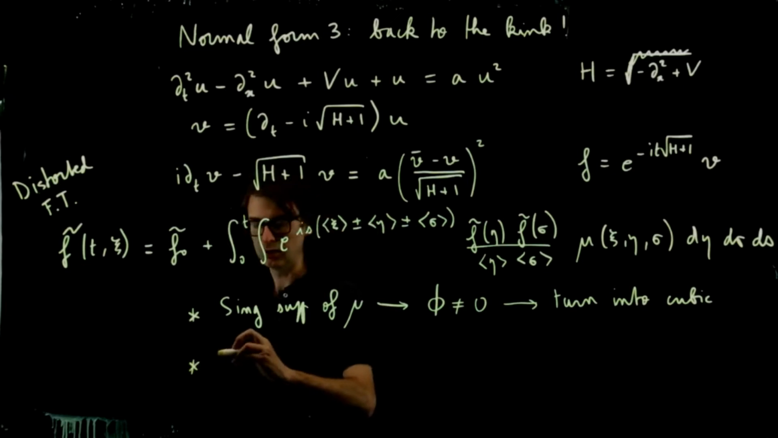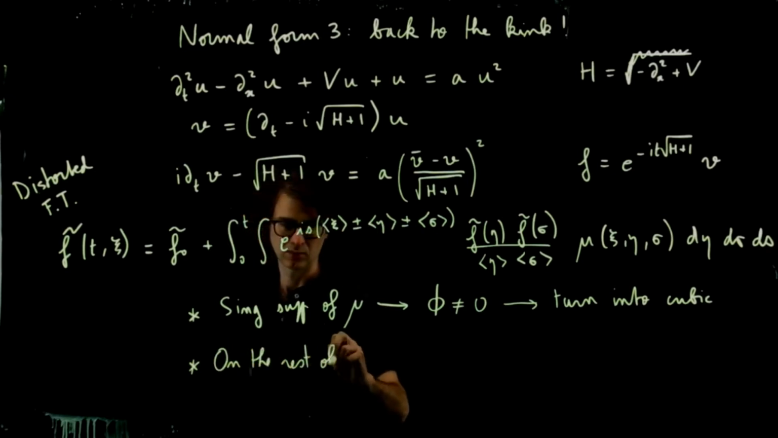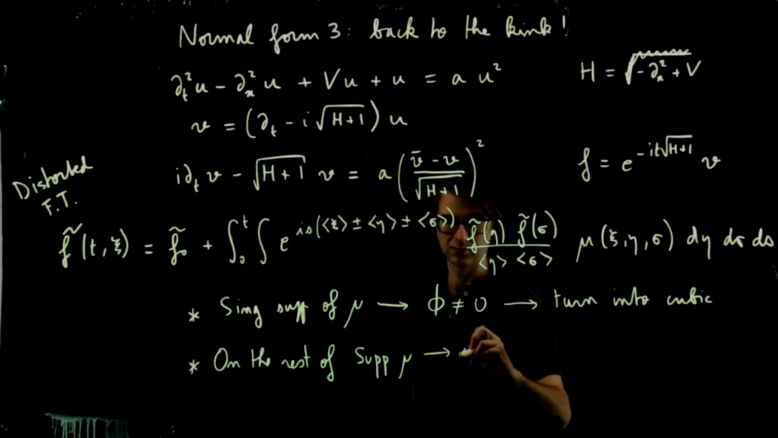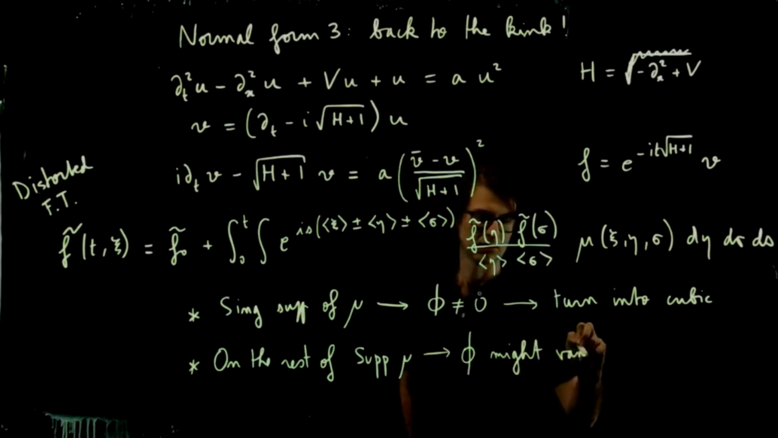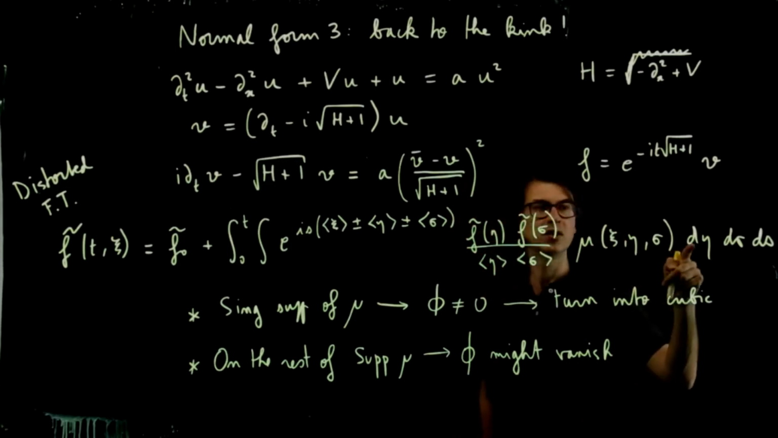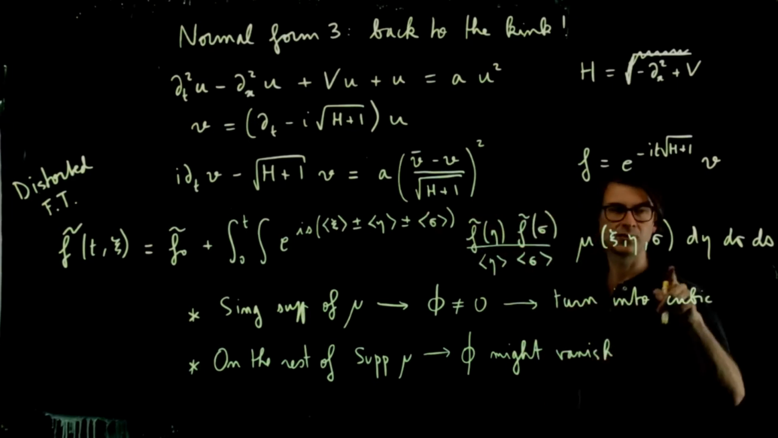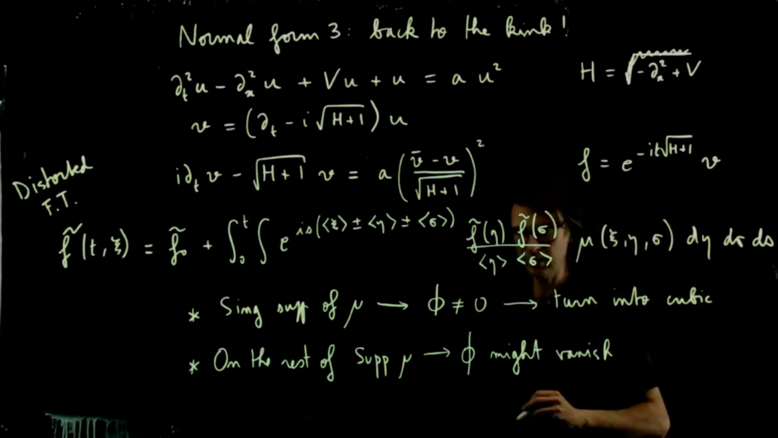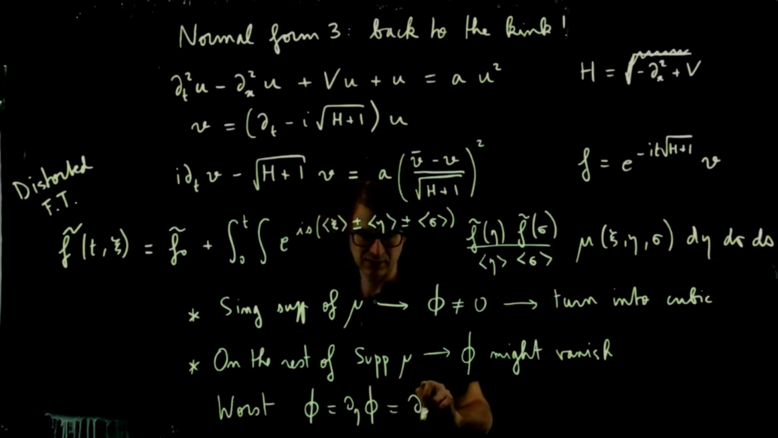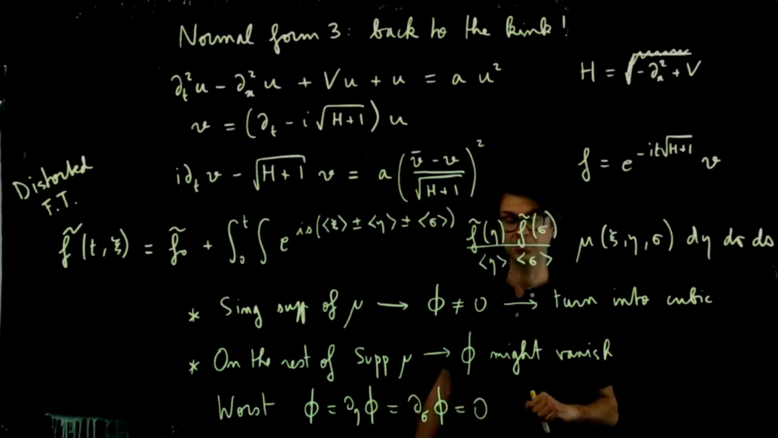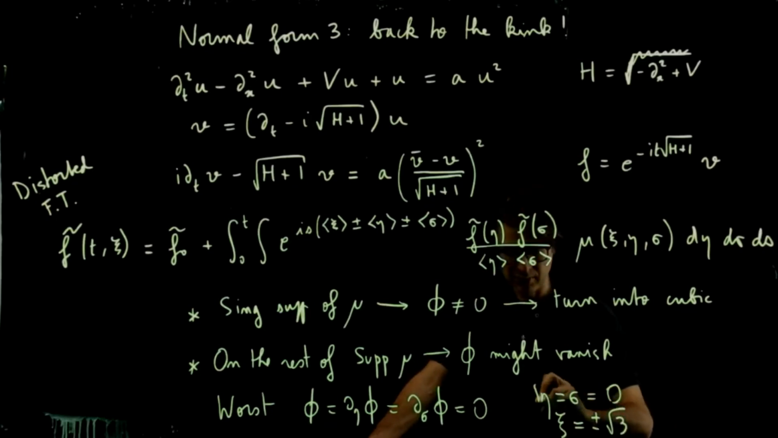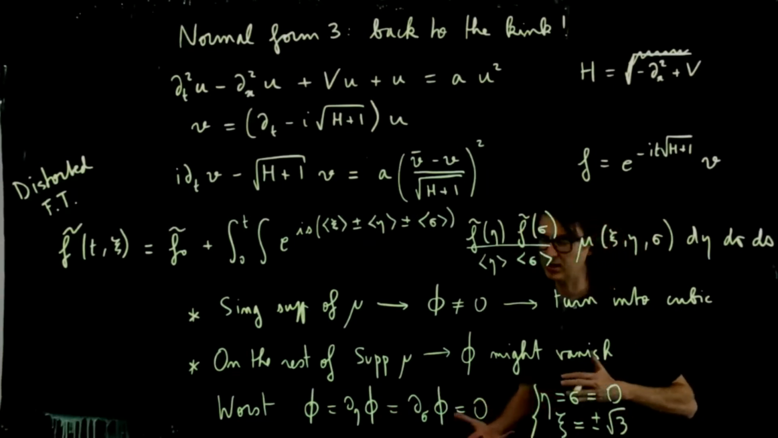Now, on the rest of the support of mu, phi might vanish. So that's annoying. And what's even more annoying is if the phase phi is also stationary with respect to the other integration variables, eta and sigma. So what's worst is if phi equals d eta phi equals d sigma phi equals 0. And if you do the computation, this happens for eta equals sigma equals 0 and xi equals plus minus root 3. So it's a very simple computation. So in this set, it looks like we're screwed.